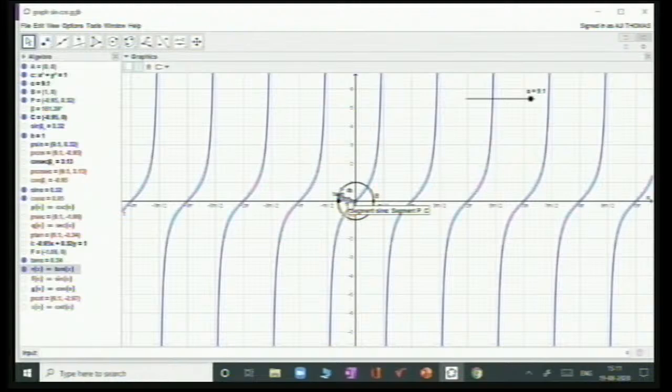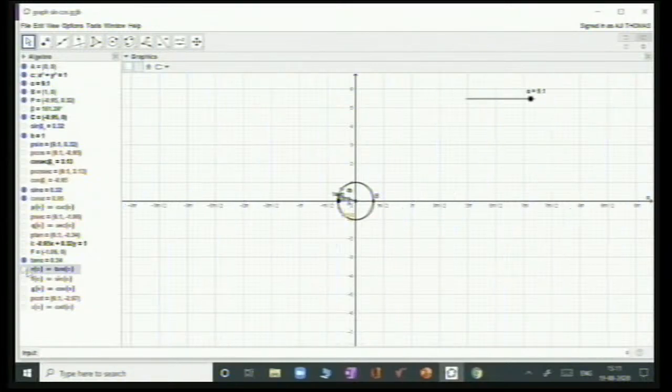What is the value of cos? Cos is 0, and tan is defined as the ratio of sine and cos. Sine over cos is defined as tan. So this means that it is not defined at all the odd multiples of pi by 2. You can see that it is not defined at pi by 2, not defined at 3 pi by 2, not defined at 5 pi by 2, not defined at 7 pi by 2. Similarly for the negative. So this is how the tan function looks like.